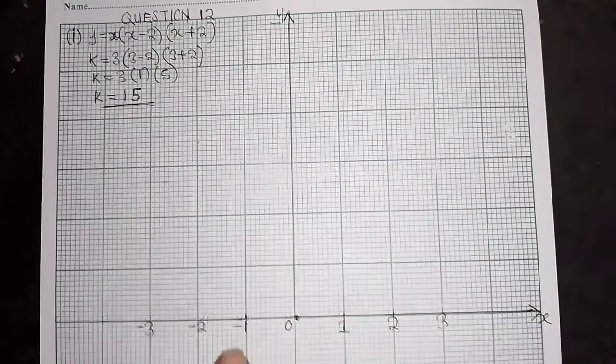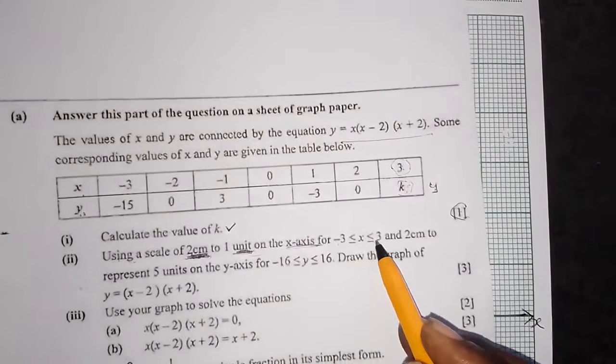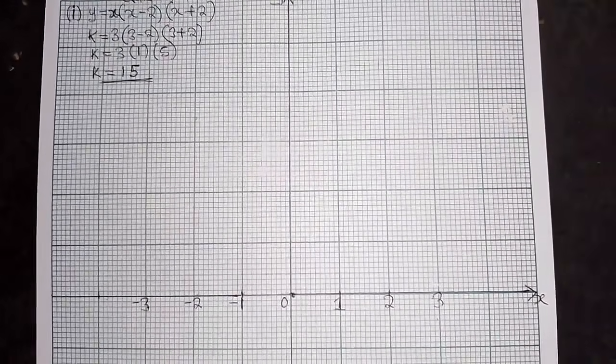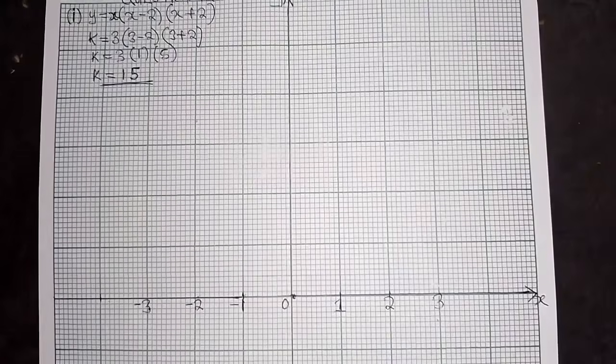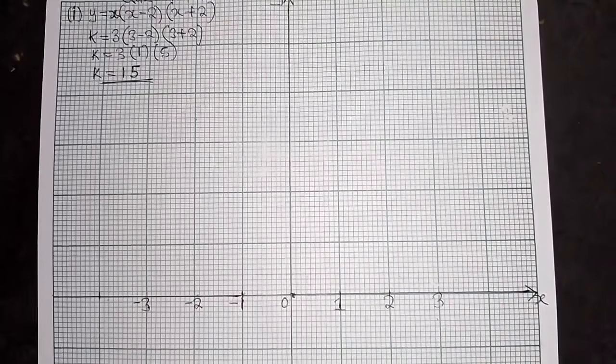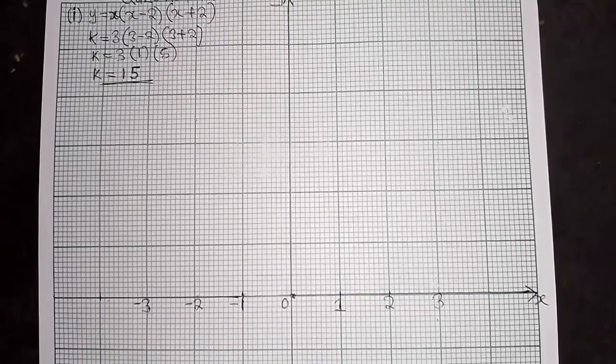Why have I ended on 3? You check the question. They are saying from negative 3 to 3. Have you seen? From negative 3 to 3. So you end on what? On 3, this side 3. This other side, 3. This is what you are supposed to do.